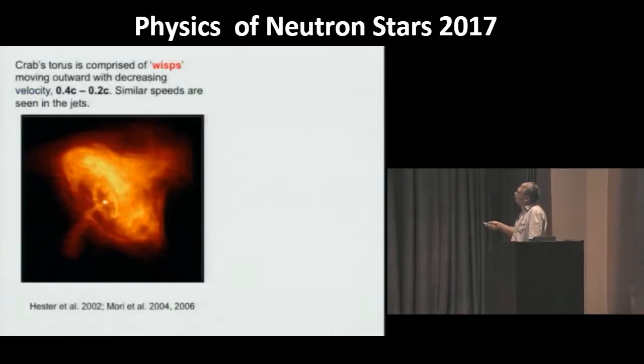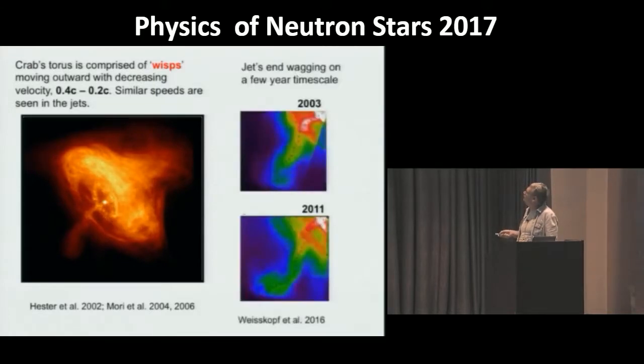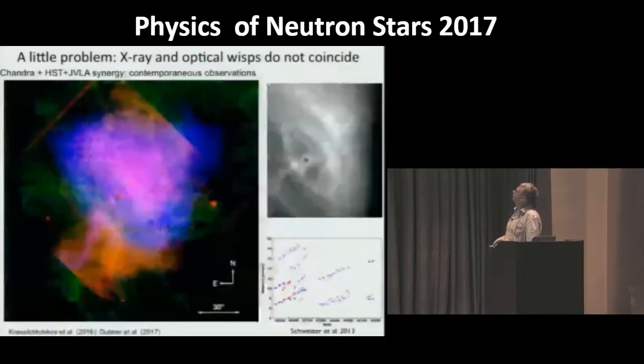But if you look at the torus, it is really complex. It has all this fine structure, which is called wisps. Those are motions in the torus that you can clearly see here. These are not the only motions in the pulsar wind nebula, because on a somewhat larger time scale, this jet is also kind of wiggling. The motion of this jet is sort of consistent with a rotating helix and a time scale of a few years. So you can look at the Weisskopf papers, right?